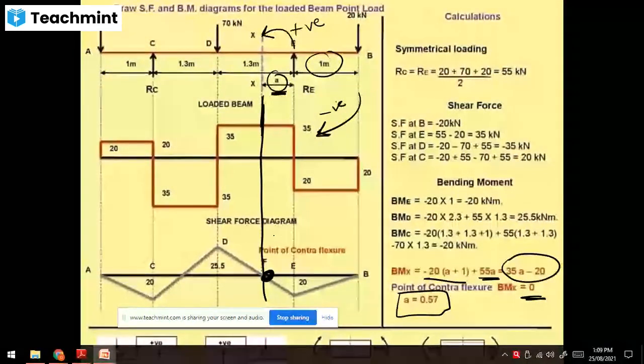For that, what we have taken? We have taken the right side of the point of contraflexure, and at the point of contraflexure, bending moment is equal to 0. So that we have to equate, and we will find out the distance, that is A. Is it understood?